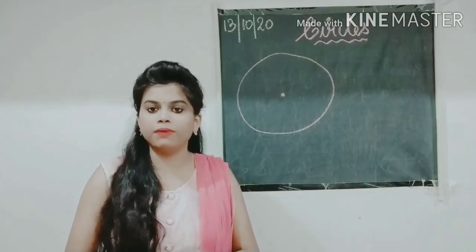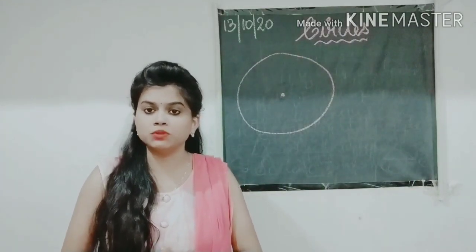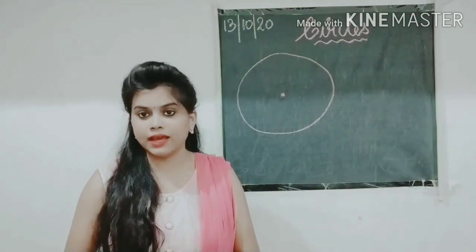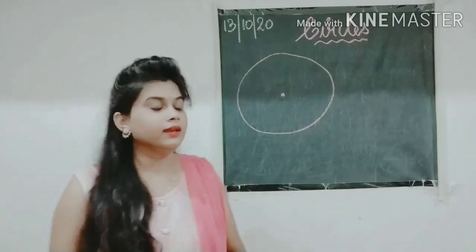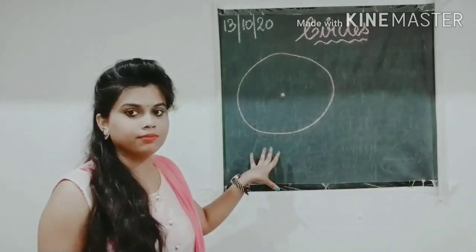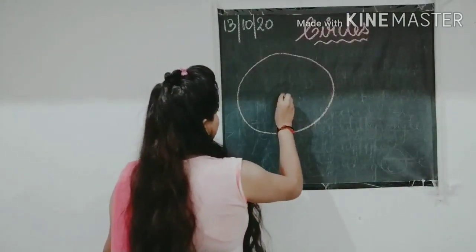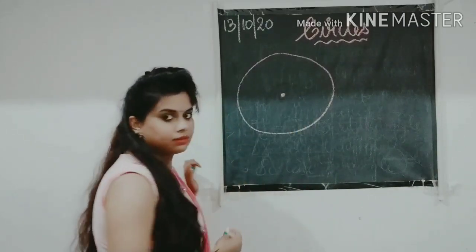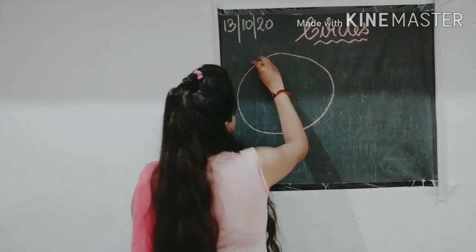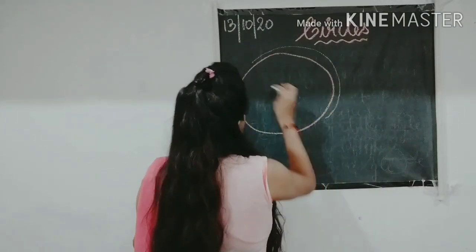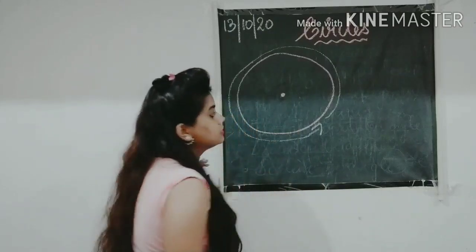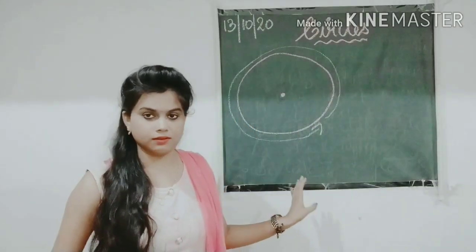A circle is a plane figure bounded by an absolutely round closed curve, right? It has no sides and no corners. Okay, so this is a figure of a circle. This point is called the center of the circle, right? And this whole curve is called the circumference of the circle.